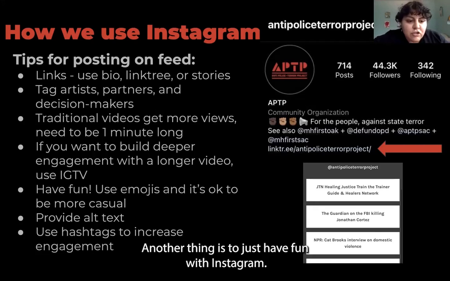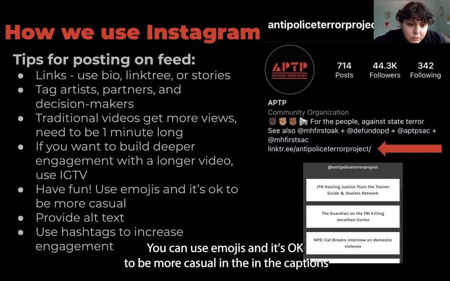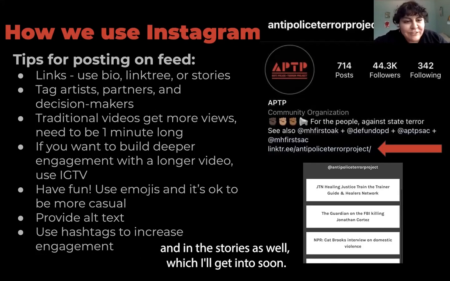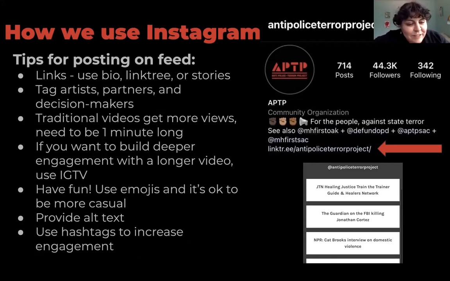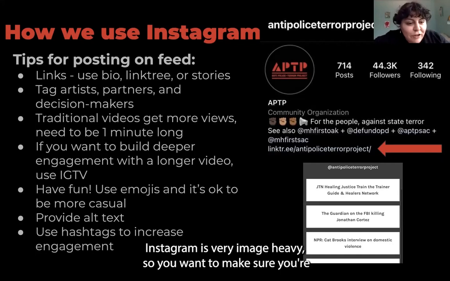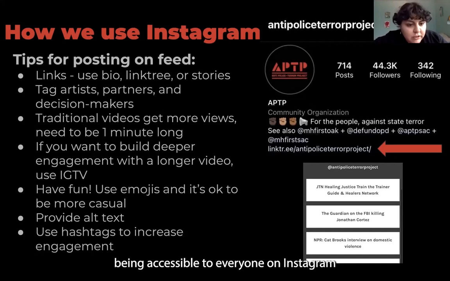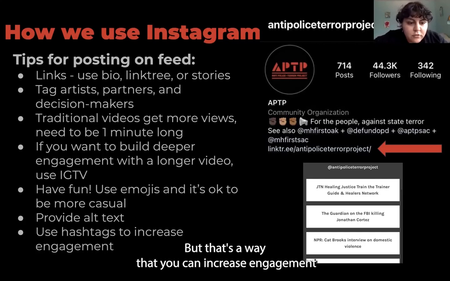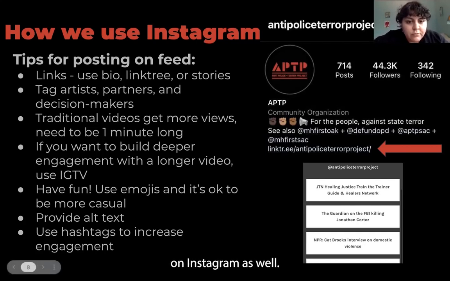Another thing is to just have fun with Instagram. You can use emojis, and it's okay to be more casual in the captions and in the stories as well, which I'll get into soon. Instagram is very image heavy, so you want to make sure you're being accessible to everyone on Instagram and provide alt text for all of your images. And then finally, y'all just covered hashtags, but that's a way that you could increase engagement on Instagram as well.